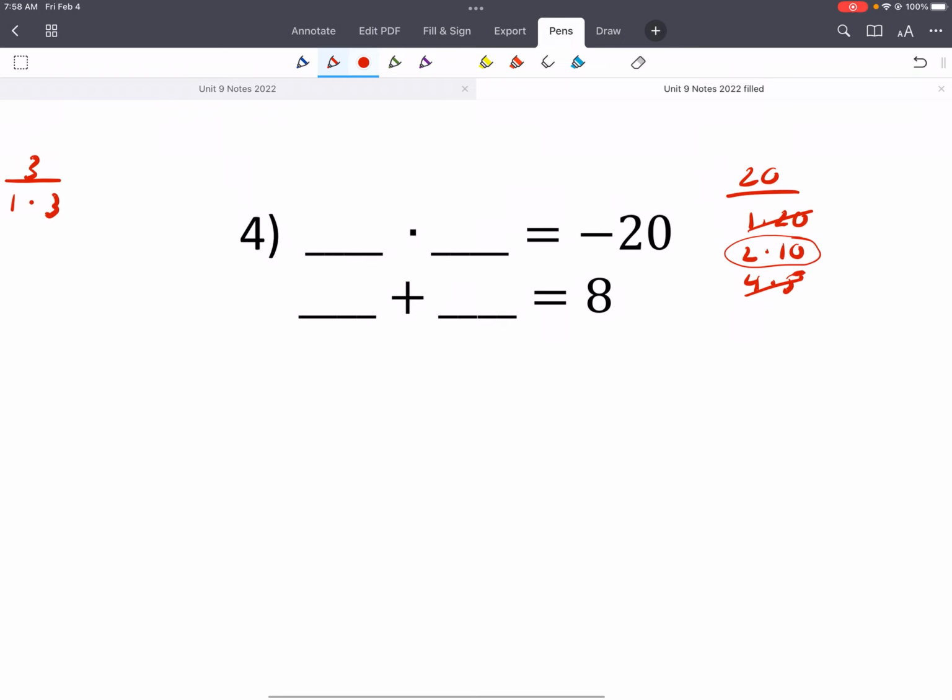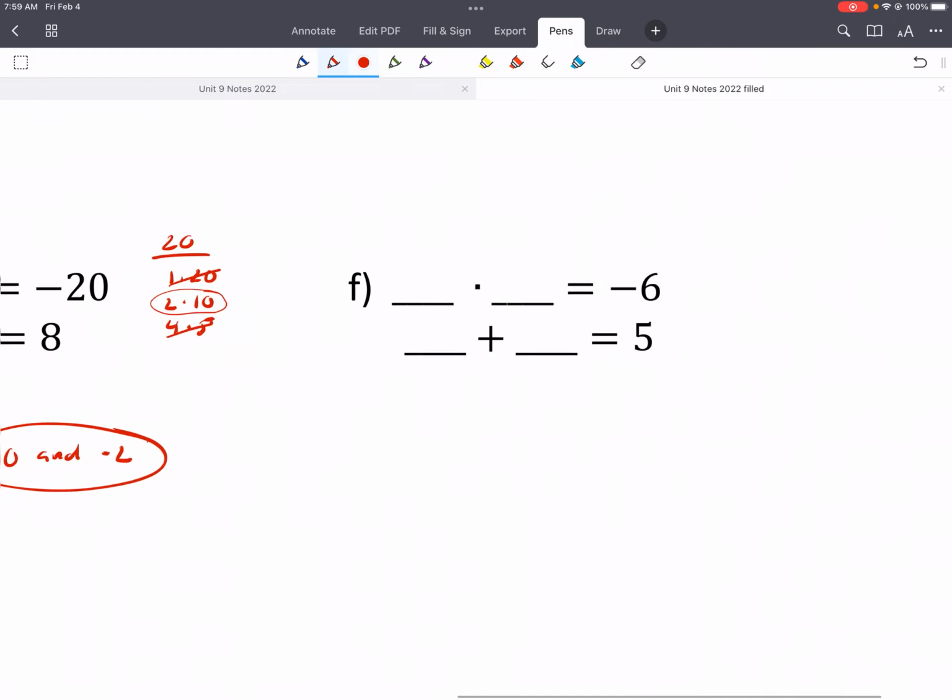And again, one of them's got to be negative. So we'd have to do 10 minus 2. So 10 minus 2 gives you 8. And then 10 times negative 2 would give us negative 20. And again, don't worry so much about whether it says it's positive or adding, okay? So that would be our answer. So 10 and negative 2.